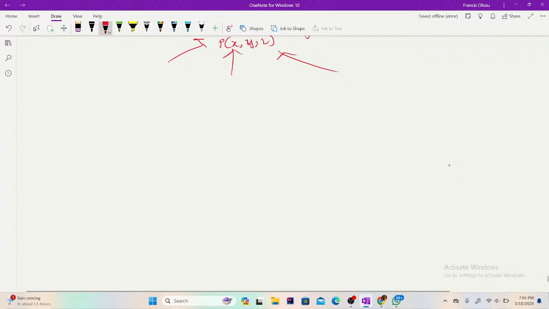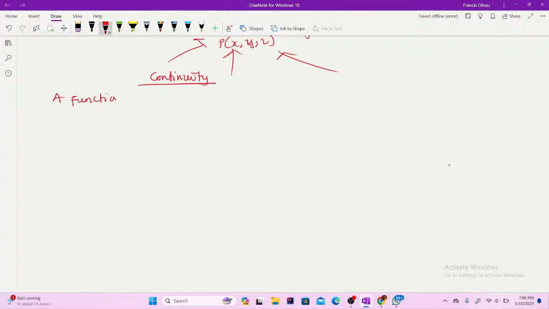Now let's see. First of all, let's talk about continuity. Let me go hand in hand with continuity, so let's briefly talk about continuity here. We say that a function is said to be continuous. Let's say a function f of x, y, let me use this as our variable function. It can be f of x, y, z. It's said to be continuous.